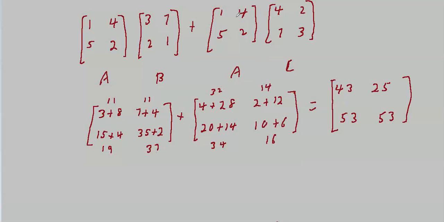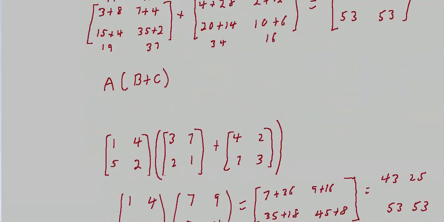We have the same matrix here. So what if we had done this? A times B plus C. In other words, just like with real numbers, suppose we had added the numbers up first and then multiplied, as opposed to multiplying and then adding. What would happen? Let's try it.